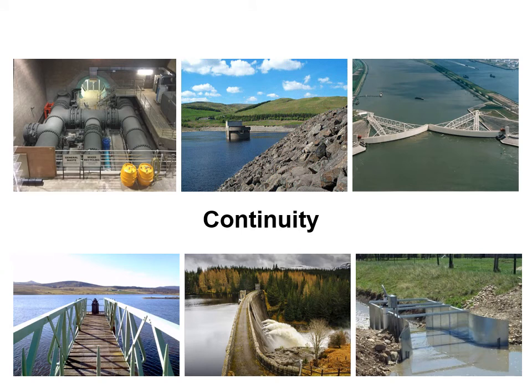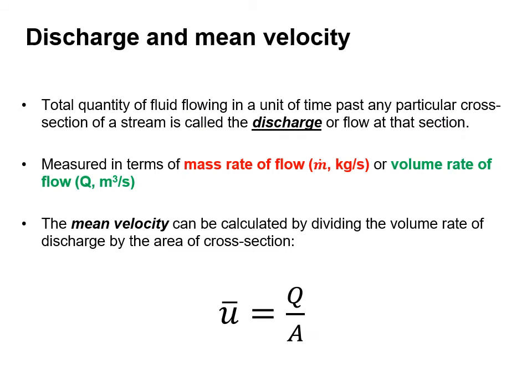So now we're going to introduce the subject of continuity. The total quantity of fluid flowing in a unit of time past any particular cross-section of a stream is called the discharge, or flow at that section. It's measured in terms of the mass rate of flow, or the volume rate of flow. The mean velocity can be calculated by dividing the volume rate of discharge by the area of the cross-section.